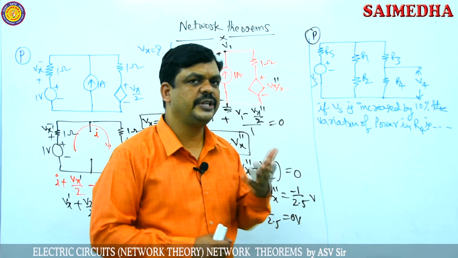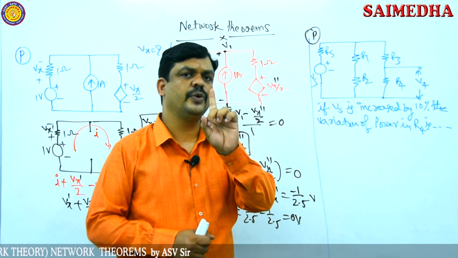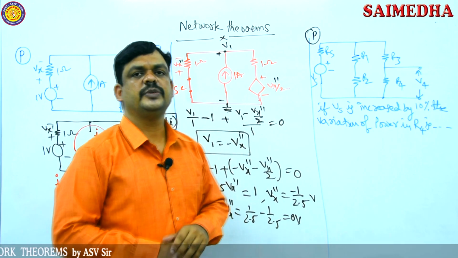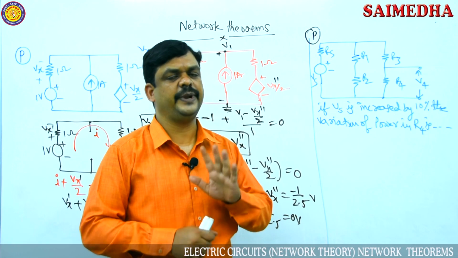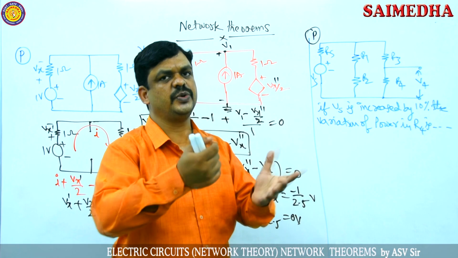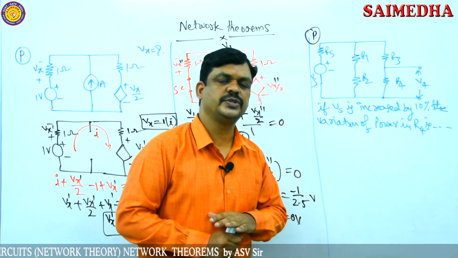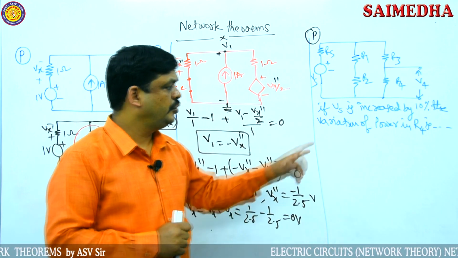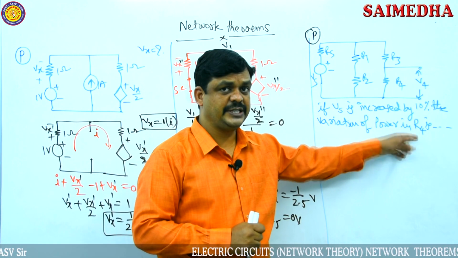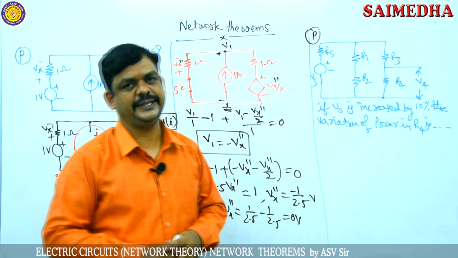Here the superposition theorem is not required, because the complete network consists of only one independent source. To apply the superposition theorem, a minimum of two independent sources is required. More than one independent source is compulsory, but this network has only one. But to find the power in the R4 resistor with variation of the input, we have to apply the homogeneity theorem.